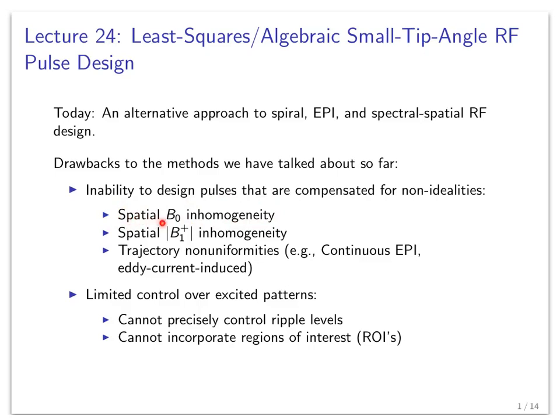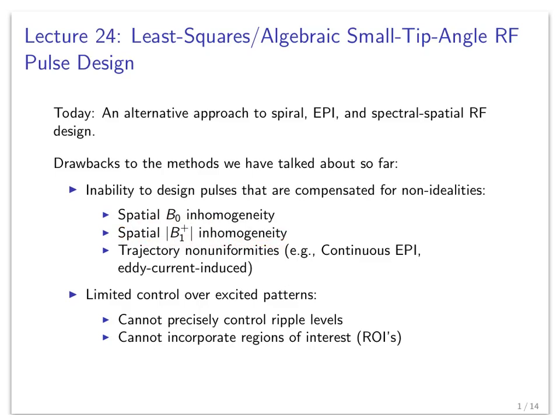Given that you could perhaps measure the B0 field, or measure a field map in each subject, how could you then design a pulse that accounts for that field? Today we're going to be talking about methods that can do that. These methods can also compensate for variations in spatial B1 inhomogeneity, that is, the magnitude of the RF transmit field, or B1 plus as it's called mathematically. So this is a spatial variation of the strength of the RF field.